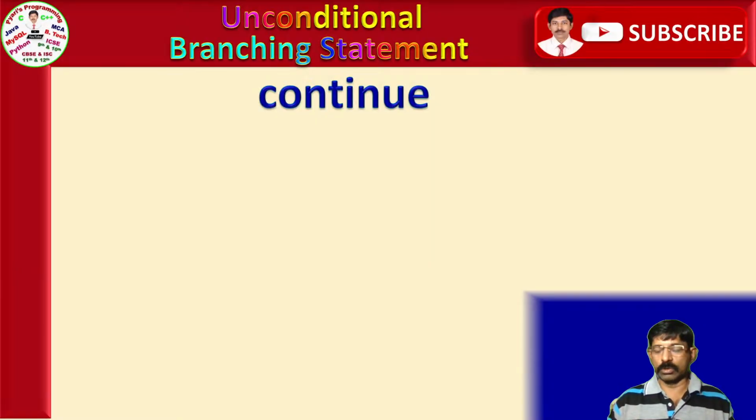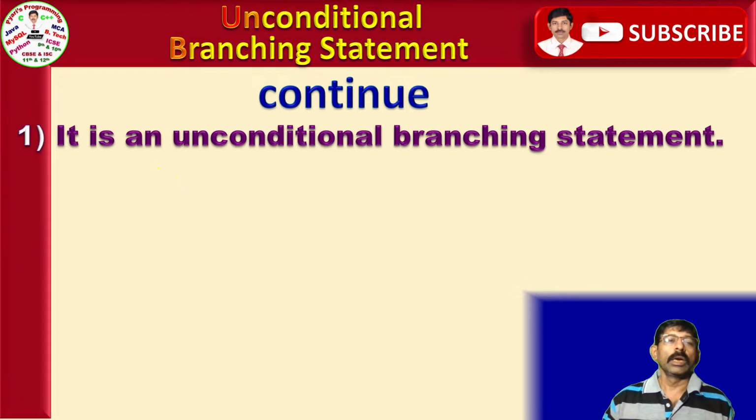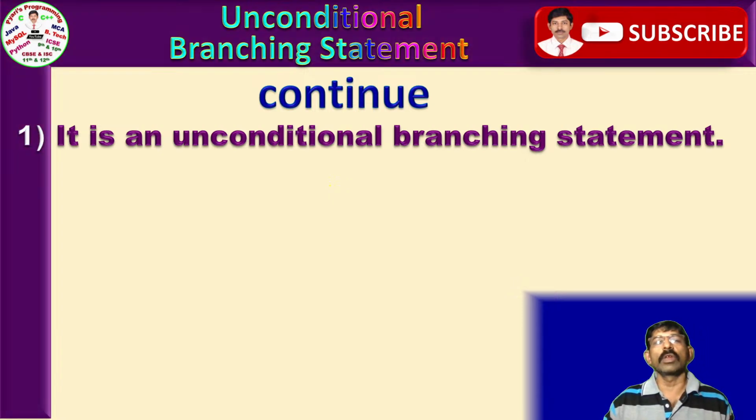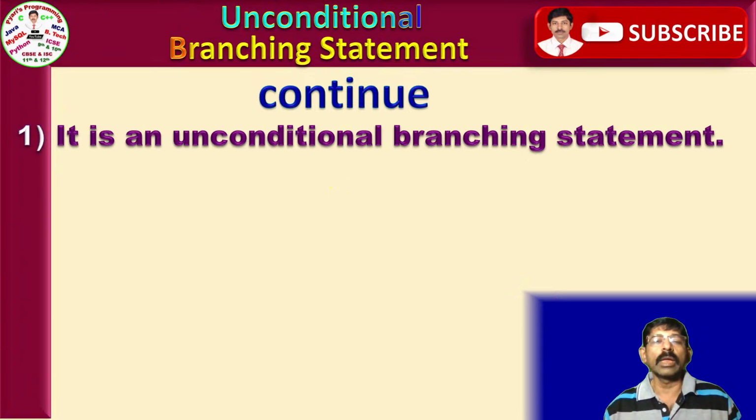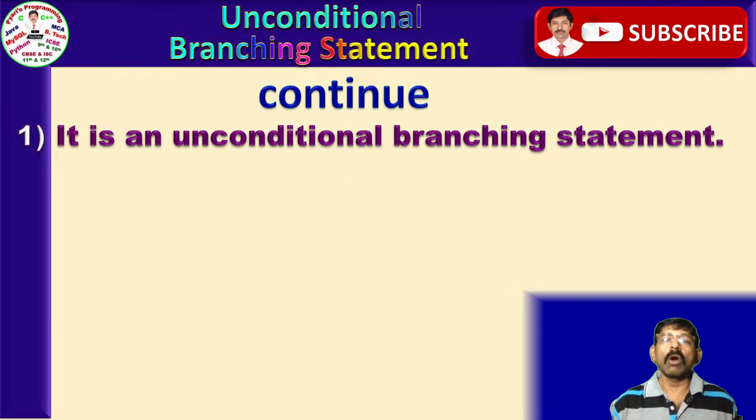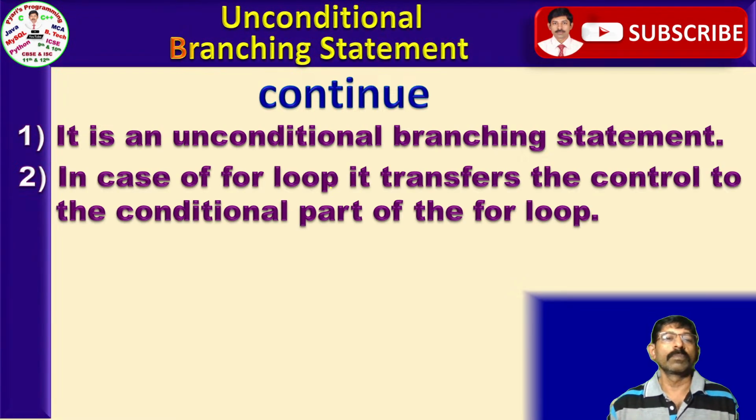Next is your continue statement. It is an unconditional branching statement. Again, it is unconditional. Without any condition, it will take the control not outside the loop but to the updation part of the loop. So look at this.